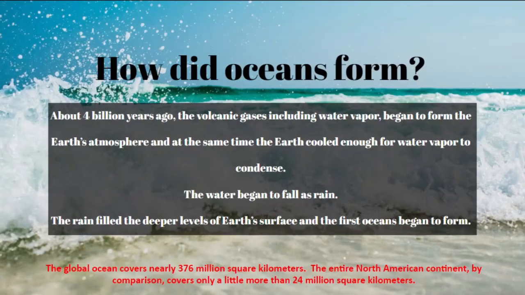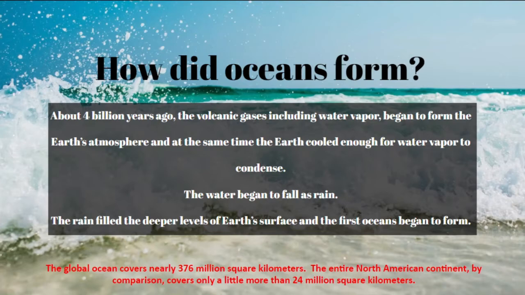Now, you don't have to write this down, but we do need to sort of recognize how oceans actually formed. So 4 billion years ago, volcanic gases, including water vapor, began to form in the Earth's atmosphere. Now, at the same time, the Earth was cooling, and that caused the water vapor to be able to condense. Now, when water vapor condenses, it forms water droplets, which formed as rain. And of course, water began to fall as rain, precipitation, and then the rain filled the basins of the Earth, the crevices that were the deepest, with water first, forming our oceans.